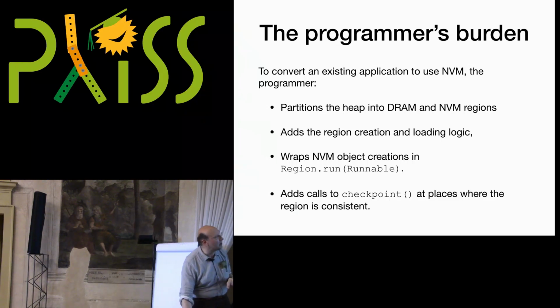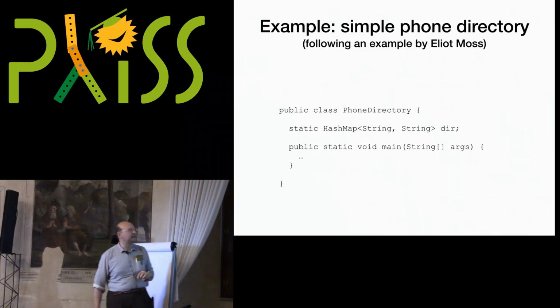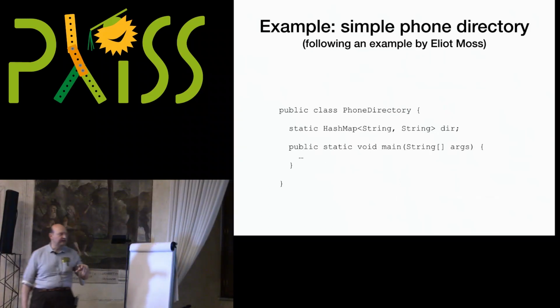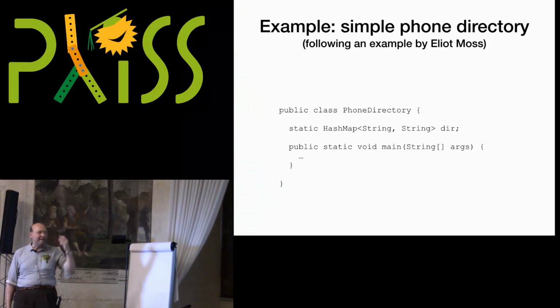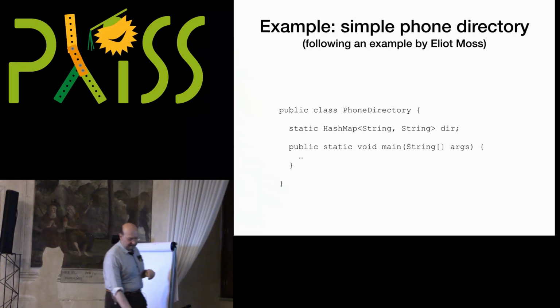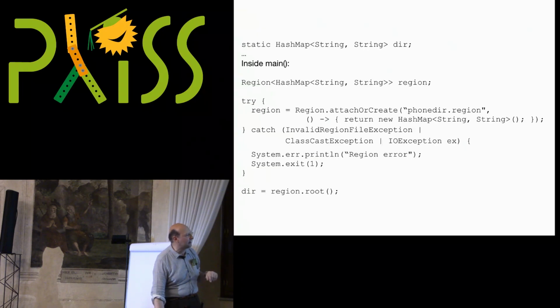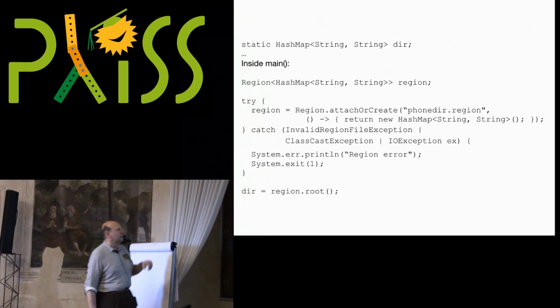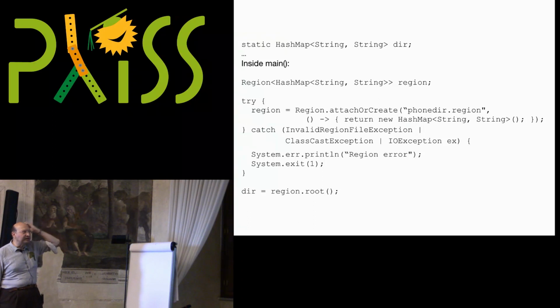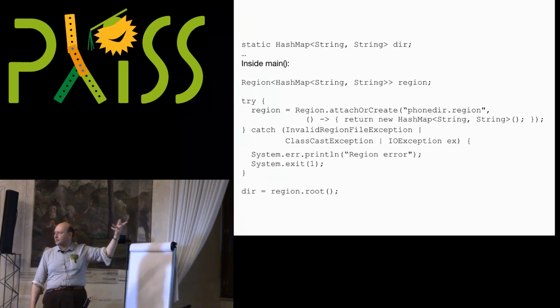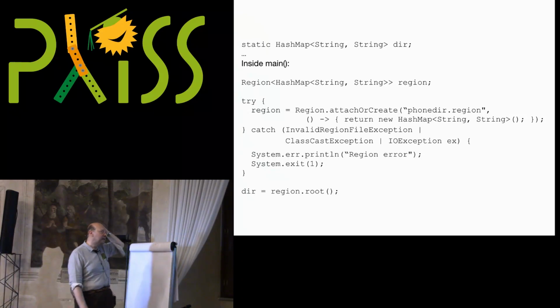So here's a simple example. This is just an object containing a hash map. You see the types are just standard Java types. Now we have a new thing called a region, and the region has a root, and the root is typed, so the type of the root is the type of the thing that we want to keep in the persistent region. So regions are parameterized by the type of the root.